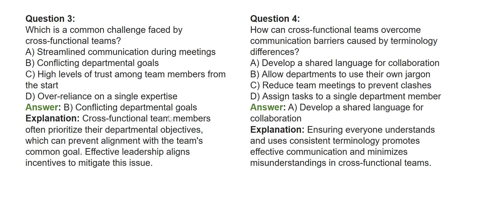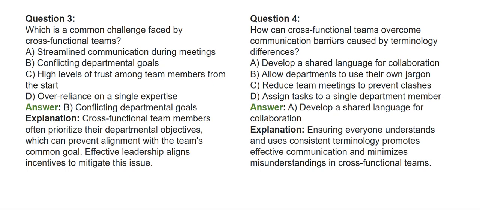B, conflicting departmental goals, is the answer, as cross-functional team members often prioritize their departmental objectives, which can prevent alignment with the team's common goal. Effective leadership aligns incentives to mitigate this issue, and this is the resolution. The solution: effective leadership to align incentives to mitigate, reduce, or avoid this issue.